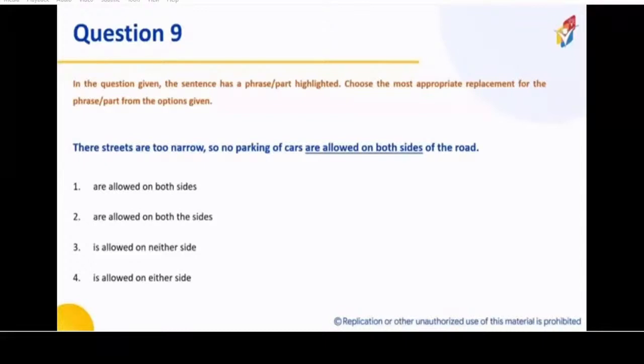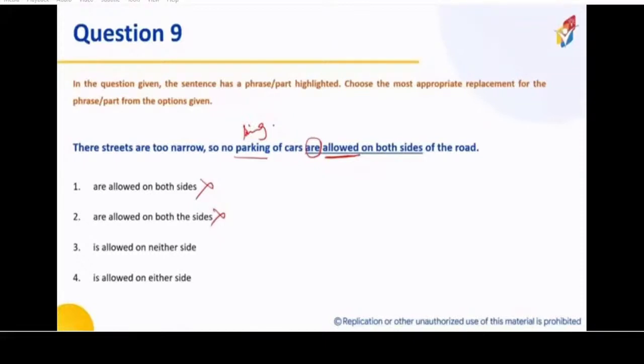You use are allowed when the subject is plural, because are is a plural verb. So if you ask a question, what is allowed or what is not allowed, the answer to that is parking is not allowed. You don't say cars are not allowed, parking is not allowed. Because parking is singular, you need is allowed. Remove all options in which you have are.